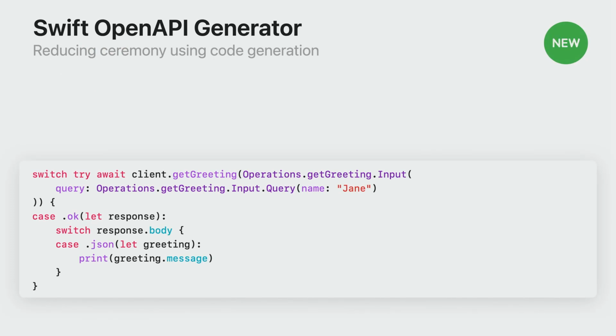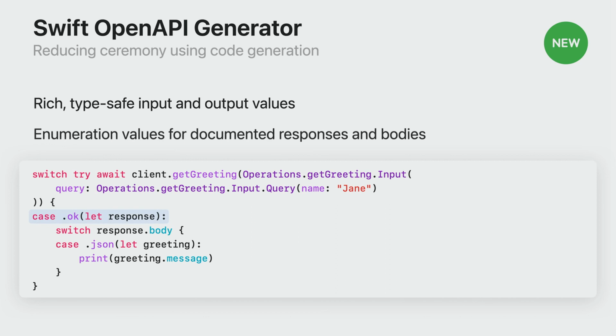With the help of Swift OpenAPI Generator, we can make the same API call with much less code. We can use type-safe inputs, and the output values are rich enum types, so the compiler can help us ensure we handle every documented response and content type. And the associated value in the response body is a value type with type-safe properties. All the ceremony associated with encoding the input and making the request, parsing the response and decoding the output, is all handled by generated code.